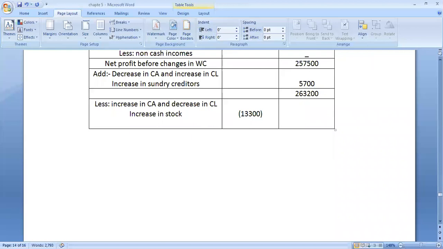There is also increase in debtors. So what is the value of increase in debtors? It is 10,500. Okay. So altogether gives you 23,800. So it is also indicating in the negative value. So reduce it from the value which you have already got.